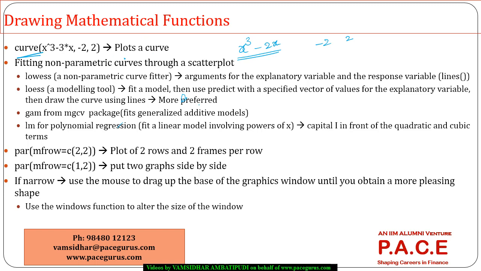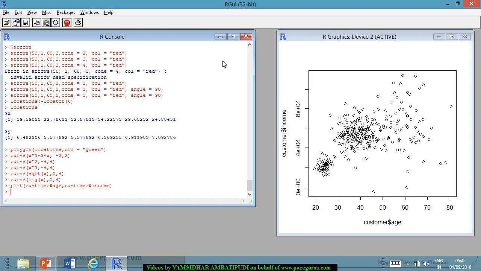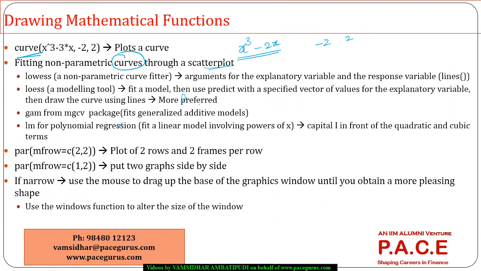And the usage of curves is typically once you already have your scatter plot. The basic use of the curve is, let's say I have a scatter plot which we have done earlier. Let's try to understand that. I'm trying to plot between age and the income of the customer. So I have a scatter plot. On the scatter plot, I can add different kinds of non-parametric curves to it.